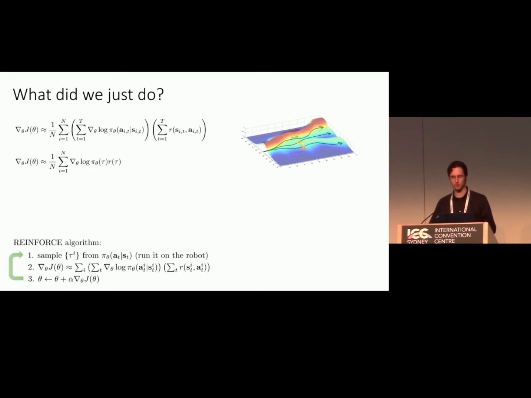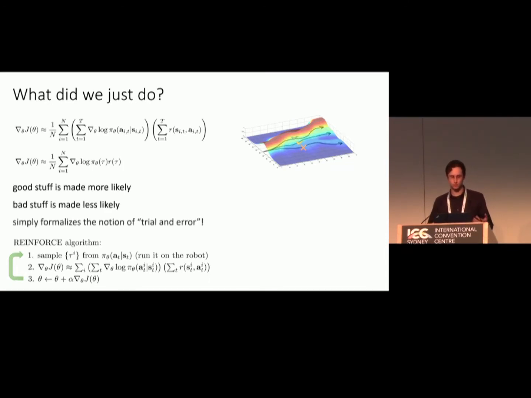When we take this gradient step, what it will do is it'll take the good trajectories and increase their probability. It'll take the bad trajectories and decrease their probability. And in this way, it'll get us a better policy. So the good stuff becomes more likely, the bad stuff becomes less likely, and that means that we're just kind of formalizing the notion of trial and error learning in a gradient descent algorithm. So a policy gradient is just a way to formalize trial and error learning. You make the good trajectories more likely under your policy and the bad trajectories less likely.